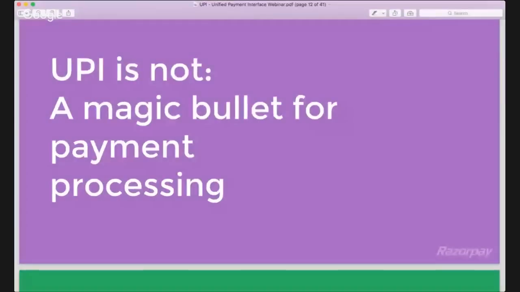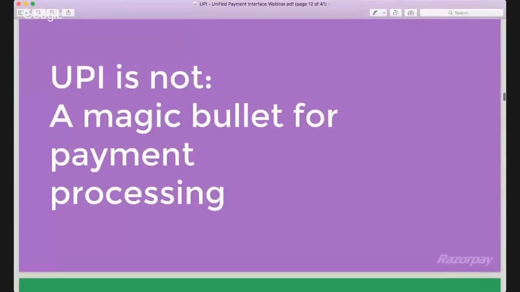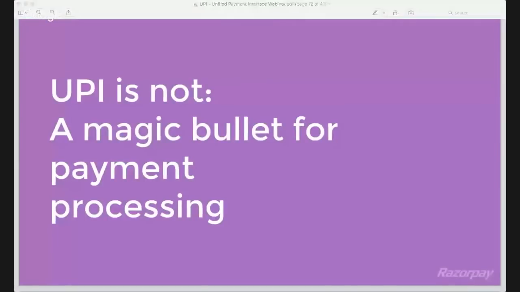And finally, UPI is not a magic bullet for payment processing. Believe this as someone who works at a fintech company, fintech being financial technology. Payments are really hard. Online payments are even harder. UPI might solve some of the problems, it solves them really well, but it'll take a lot of time and nurturing before UPI can be anywhere close to a single solution.